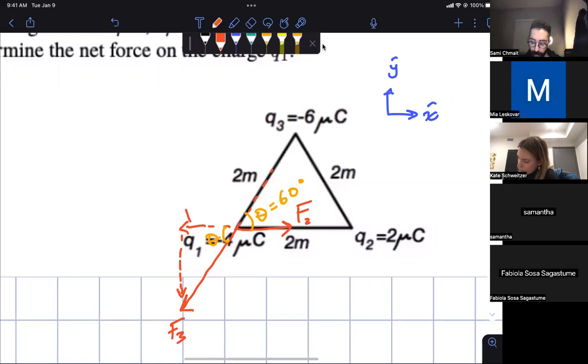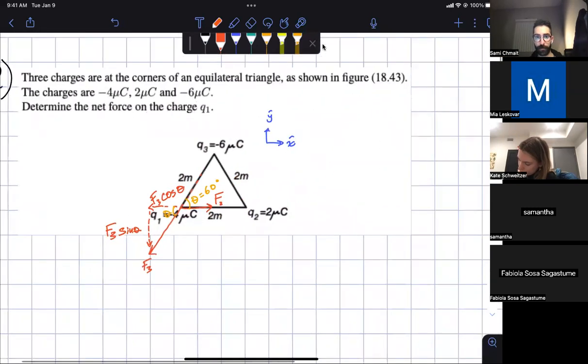We now have the components. First, the x component, F3 touching the angle theta, so F3 cosine theta. And then the y component pointing in the negative direction from what we defined, so it's F3 sine theta. Okay, free body diagram is complete here.